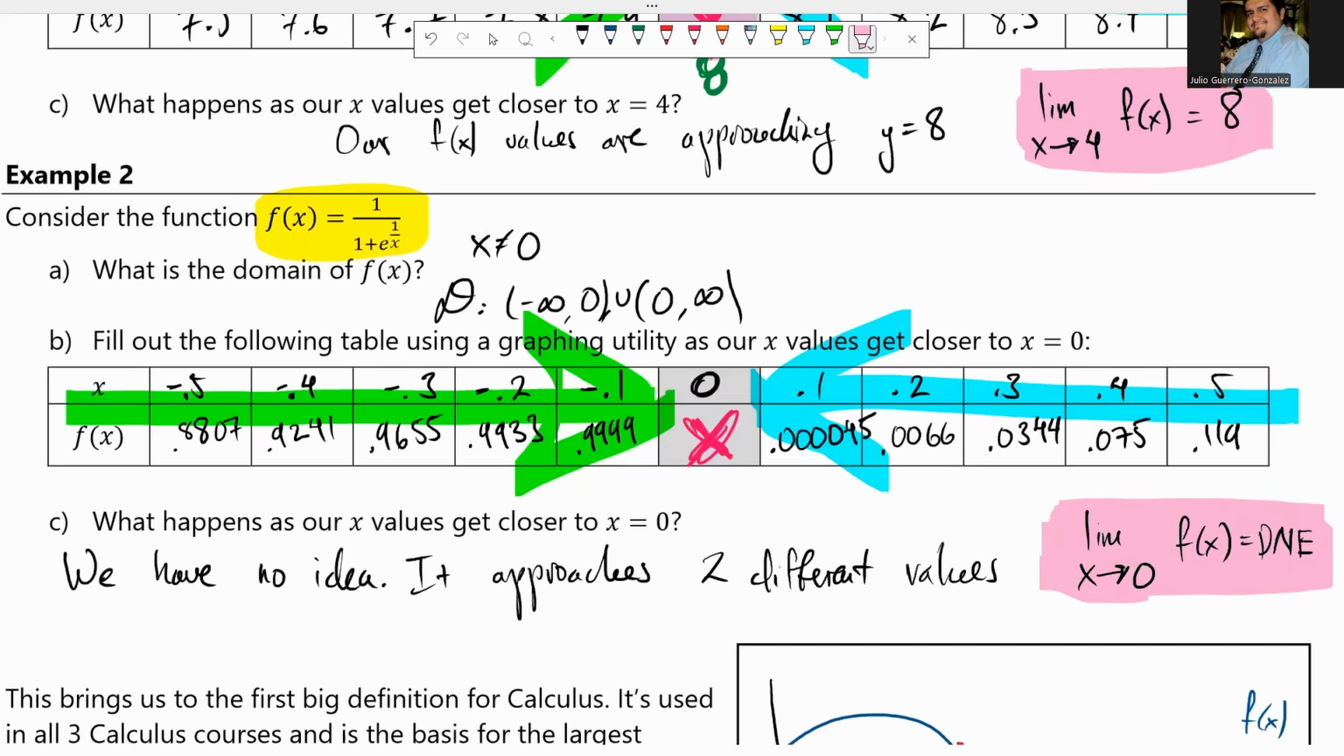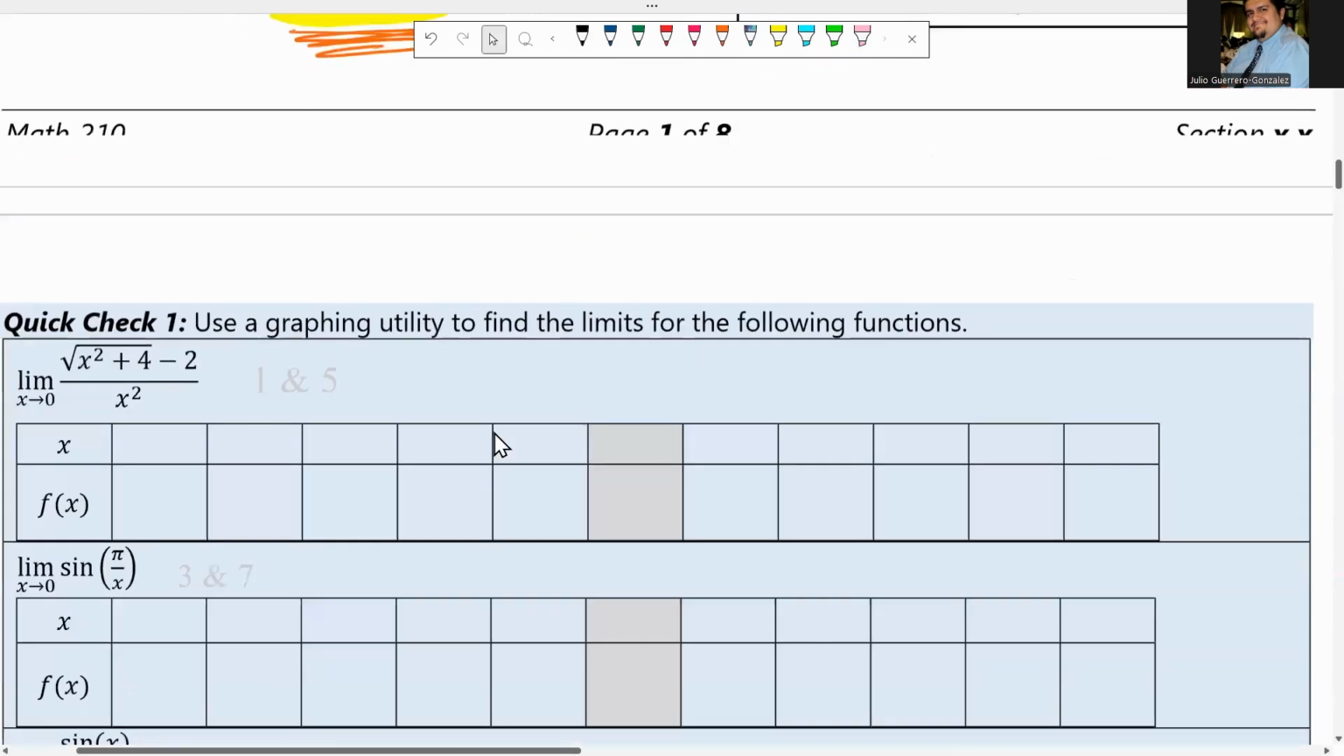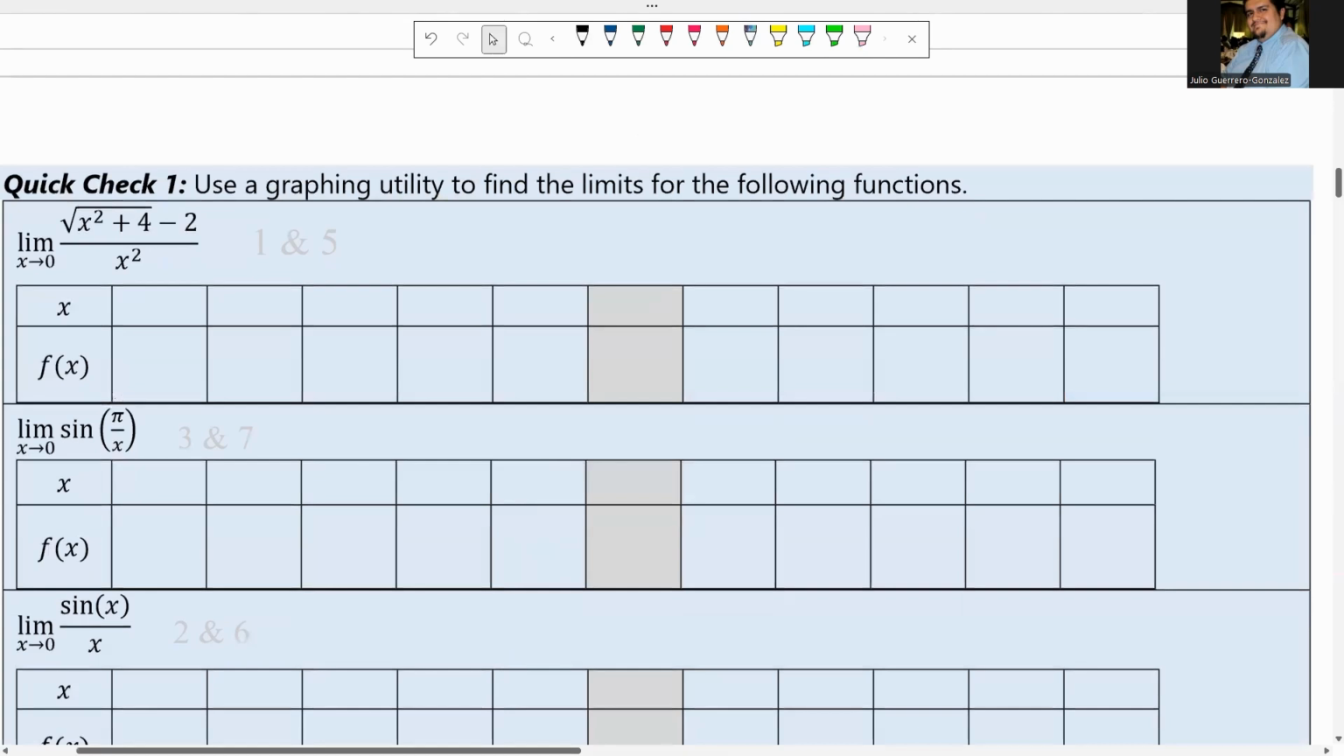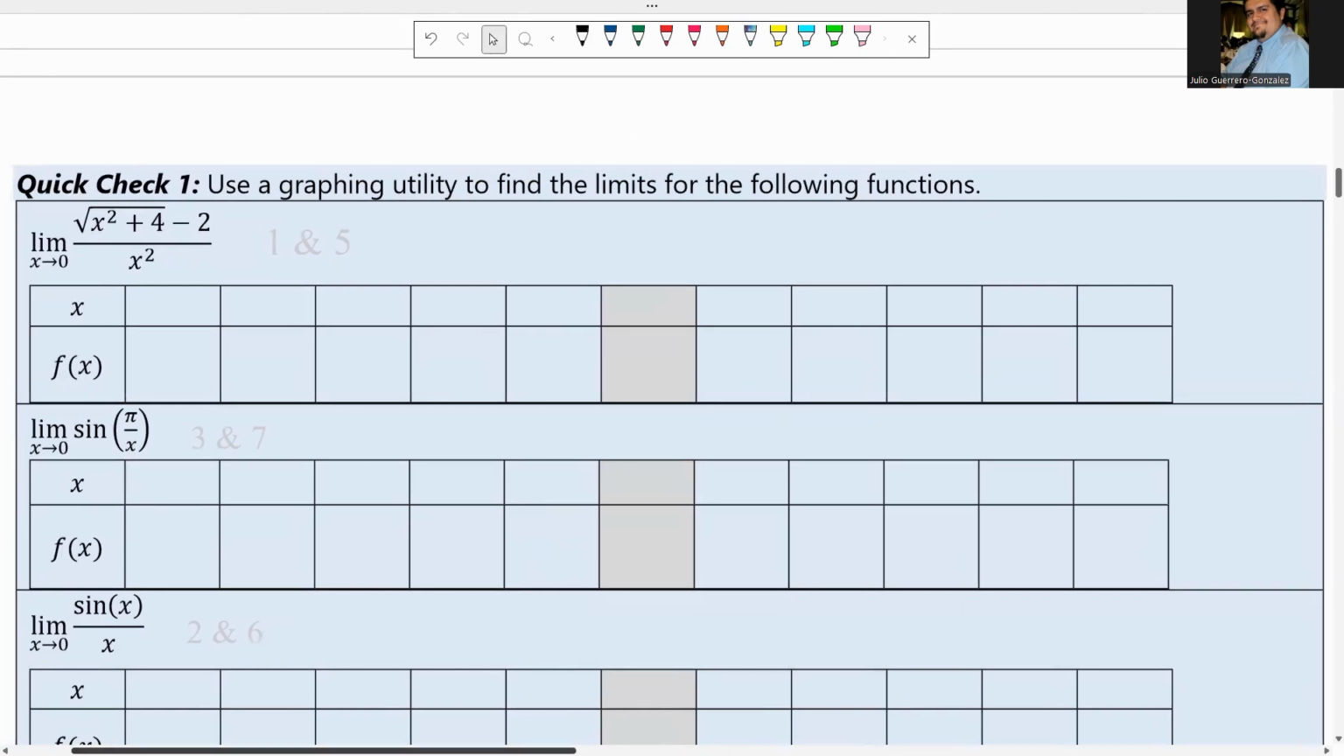So, what I have after this is some quick checks. Again, I'm going to have you guys do these during our class, during our quick check time.